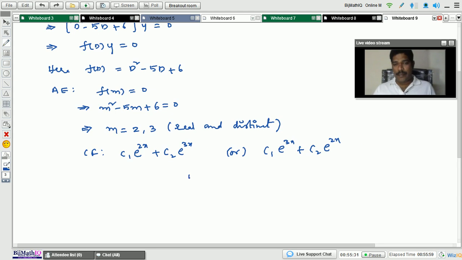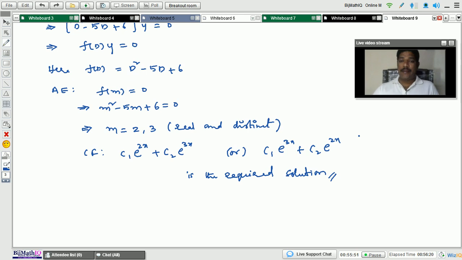So this complementary function is the required solution. This is just what we discussed: we only find the complementary function, the required solution. Only one case is over. The next case is repeated real roots. Here we are discussing only distinct real roots. In the next session, we will discuss repeated roots and also complex roots.